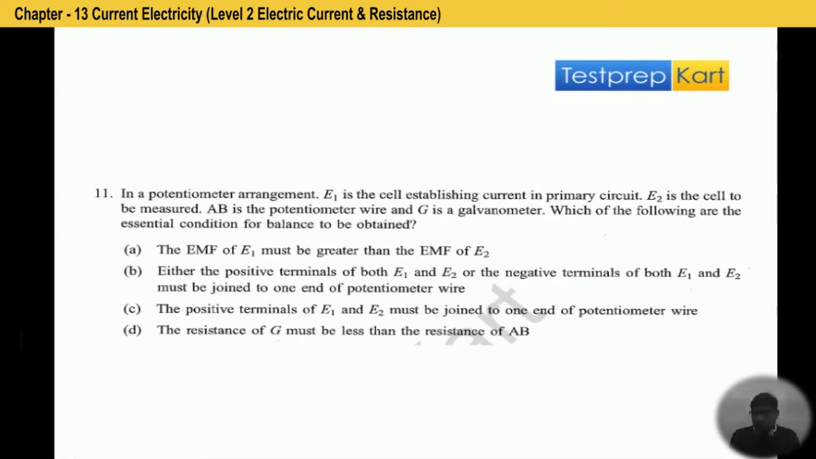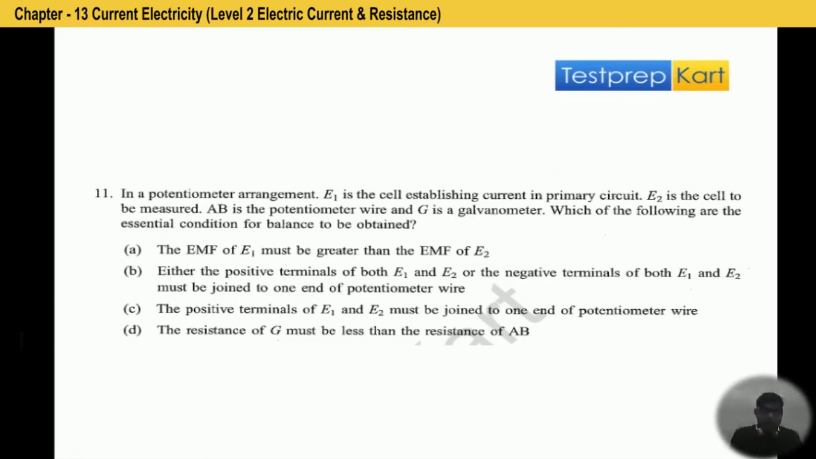Now next is question number 11. In a potentiometer arrangement, E1 cell is establishing the primary current. E2 is the cell to be measured. AB is the potentiometer wire. G is a galvanometer. Which of the following is an essential condition for a balance to be obtained?